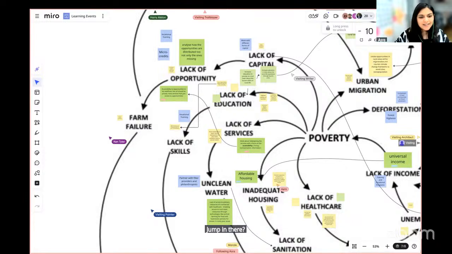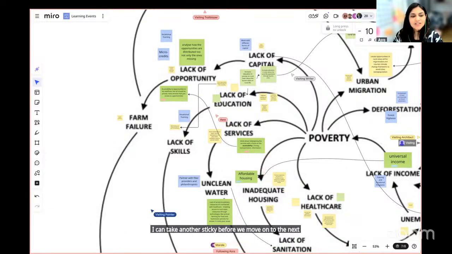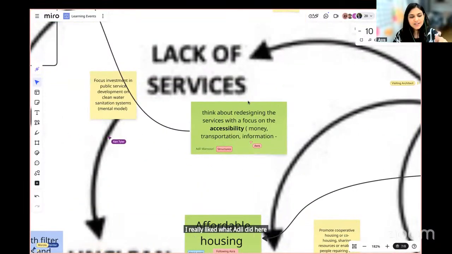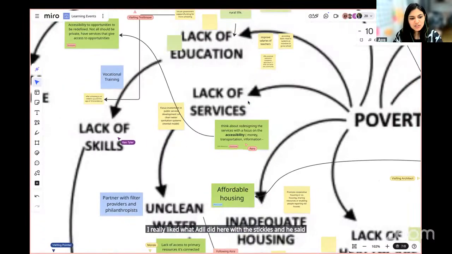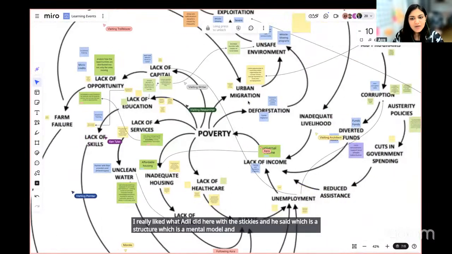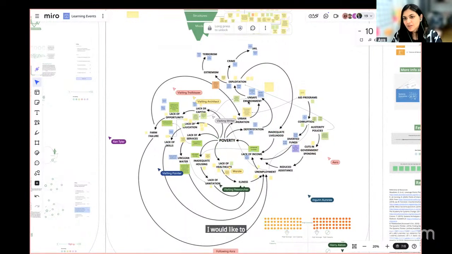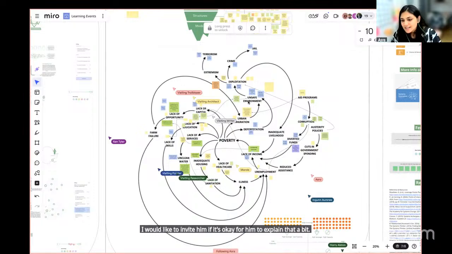I can take another look at the stickies before we move on to the next part of the section. I really liked what Adil did here with the stickies, where he said which is a structure, which is a mental model, and how does it intervene in the system. And I would like to invite him, if it's okay, to explain that a bit in detail.